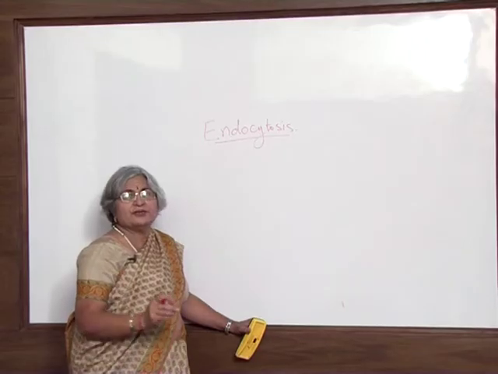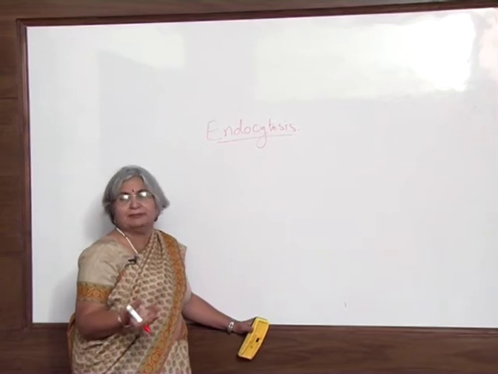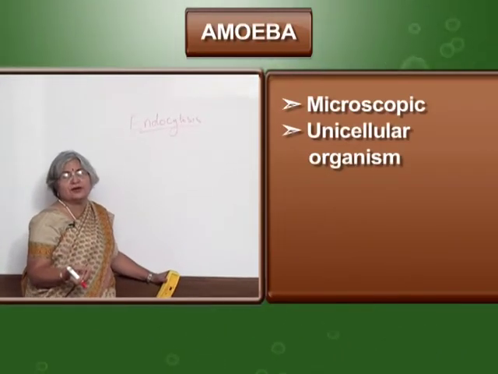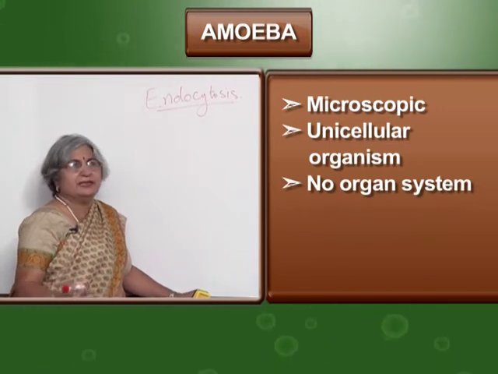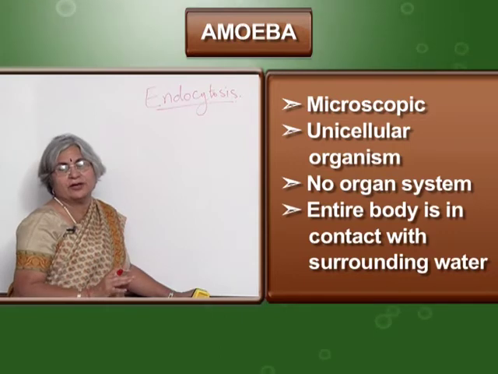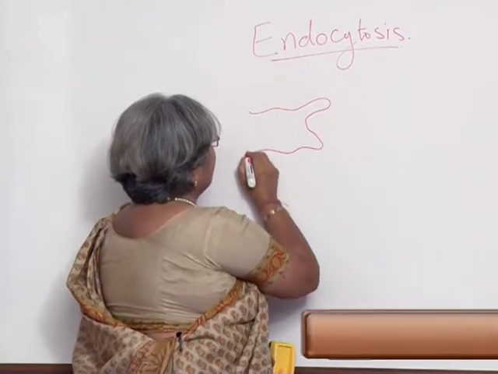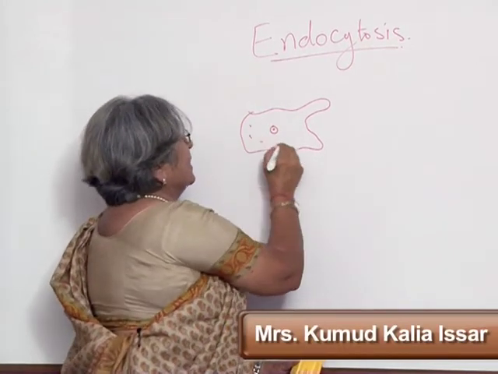The process of nutrition in amoeba, just like its body, is very simple. It is a microscopic unicellular organism, no organ, no organ system. The entire body is in contact with surrounding water. Now, you know it is irregular in shape. There is a nucleus and there is cytoplasm.